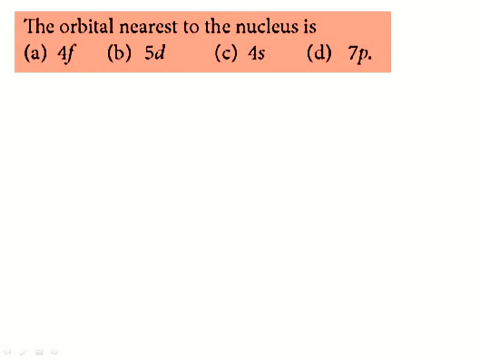Next question. The orbital nearest to the nucleus is S orbital. 4s orbital is the orbital nearest to the nucleus because n plus l is the formula.